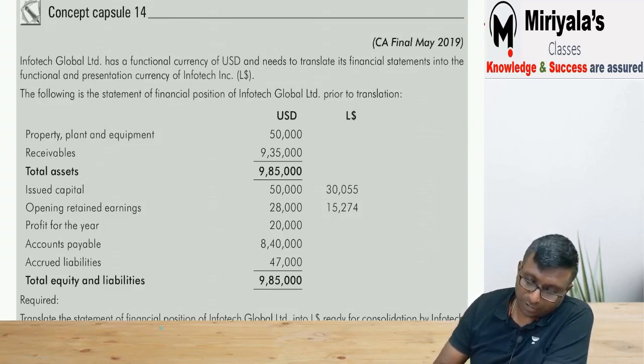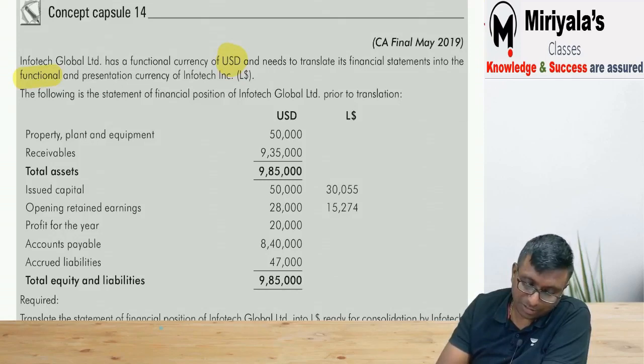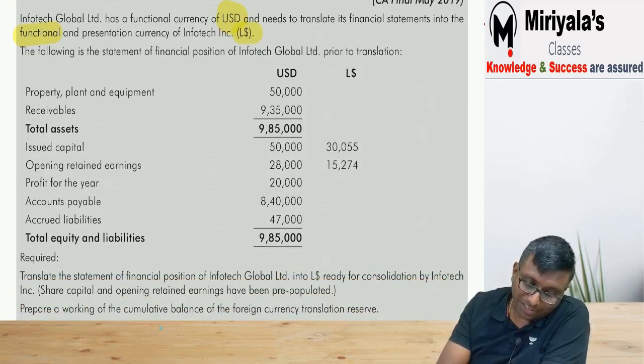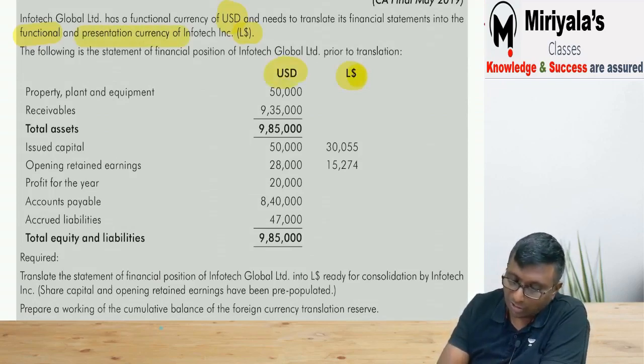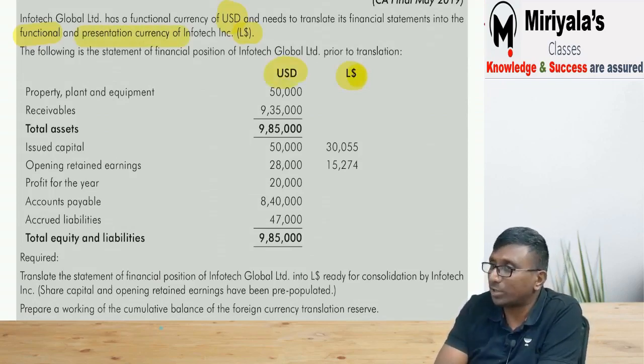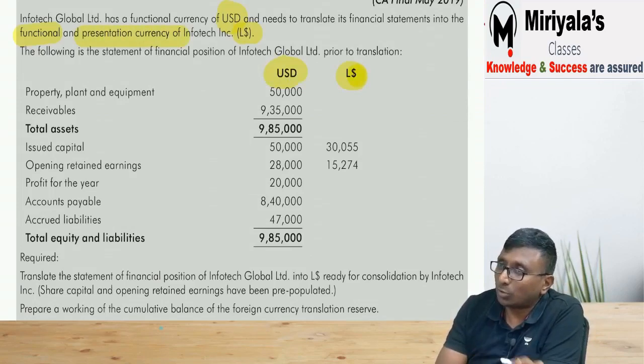You have to be careful with the currency. Infotech Global has a functional currency of USD. It needs to translate its financial statements, and the presentation currency is rupee. You are in that country, so you have to present. Even though your functional currency is dollar, you must have prepared your TB in USD, and you are supposed to convert everything into the presentation currency of rupee.